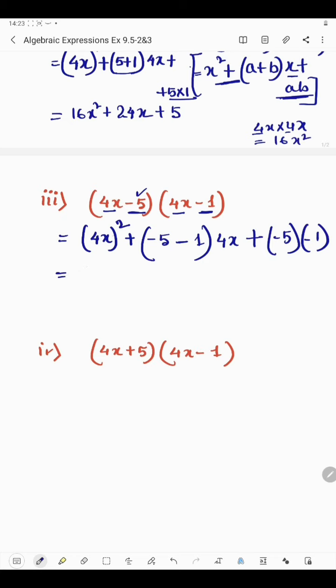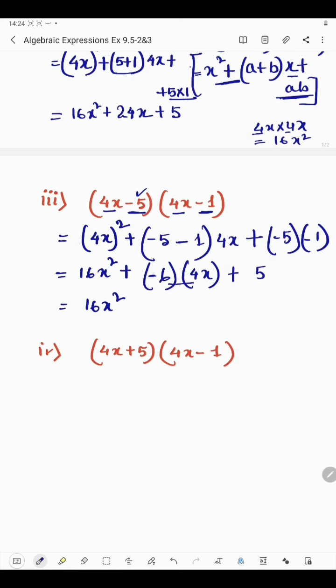Now 4x square means 4 into 4, 16, and x square. Now we have plus sign. Now minus 5 minus 1, so minus minus plus, so 5 plus 1 is 6, and since both the digits have negative sign, it will be minus 6 into 4x, okay, plus 5 into 1 is 5, and minus minus plus, so it will be plus 5, so 16x square.